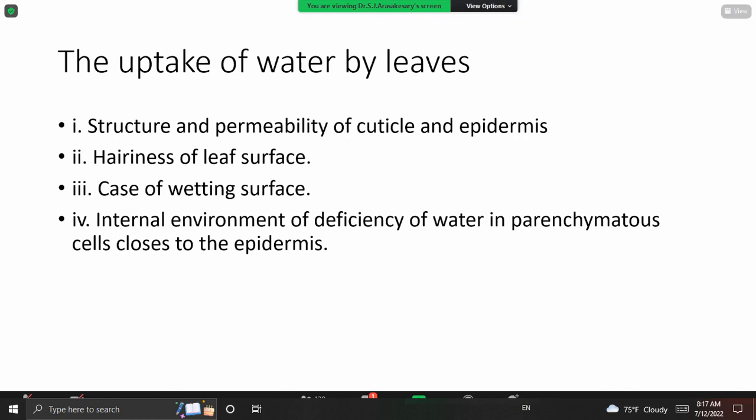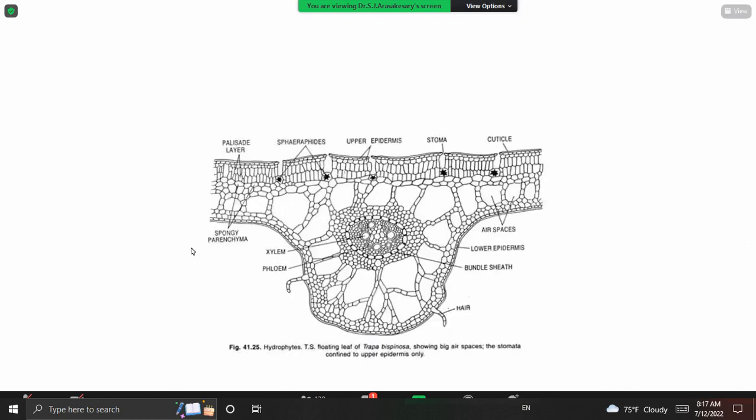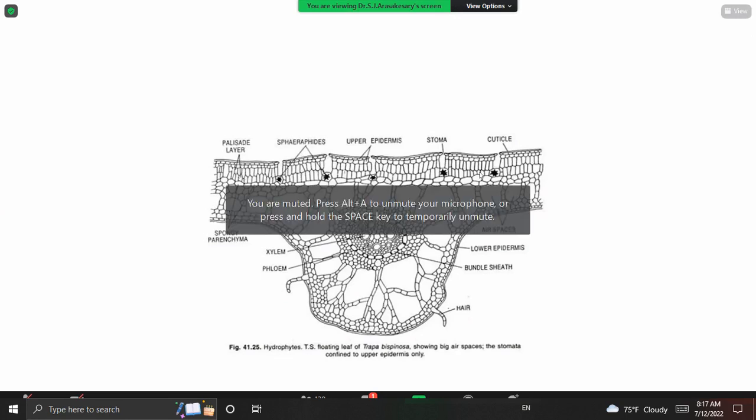Okay. See this portion. Once I give these pictures, you have to practice drawing, and then it has to be reproduced when the exams come. Okay. See this picture. This is a hydrophyte. This lives in the water. See this upper surface touching the water.